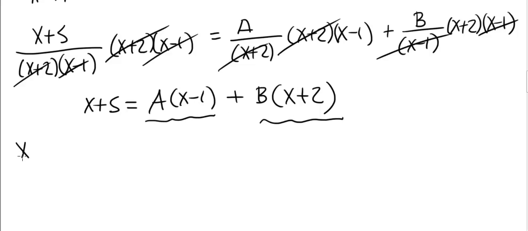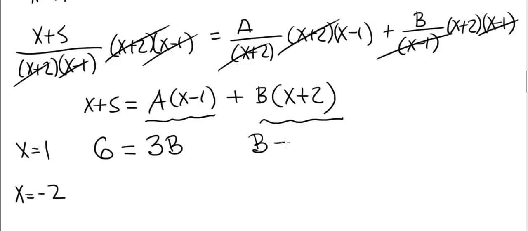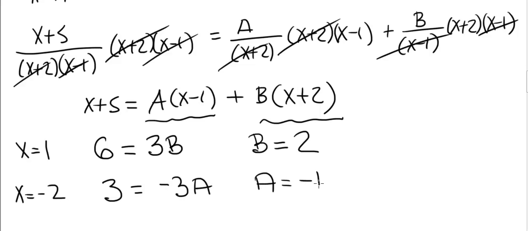Those constants are x equals 1 and x equals minus 2. Plugging in 1 for x on the left, we get 6. Plugging it in on the right, 1 minus 1 is 0, so the A part is gone, but 1 plus 2 is 3 times B. That's 3B, and B has to be 6 over 3, or 2. Now plugging in minus 2, minus 2 plus 5 is 3. The B part is gone, and for the A part, minus 2 minus 1 is negative 3 times A, so A is equal to minus 1.